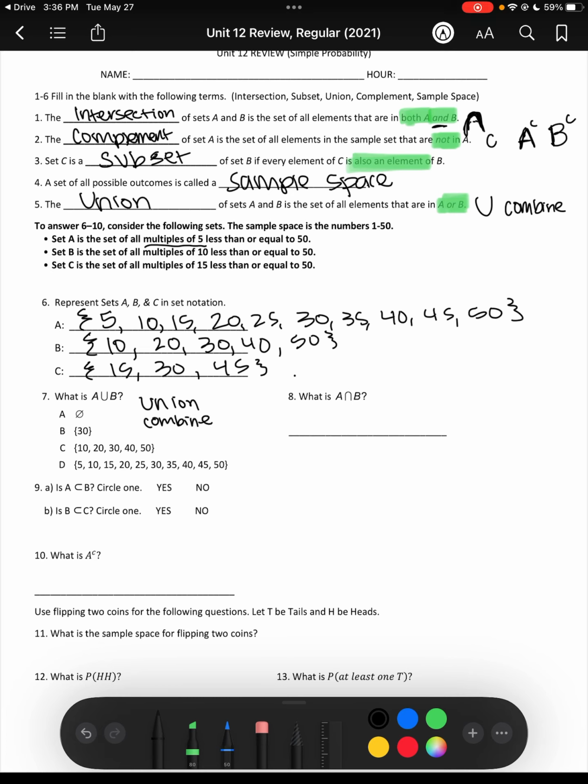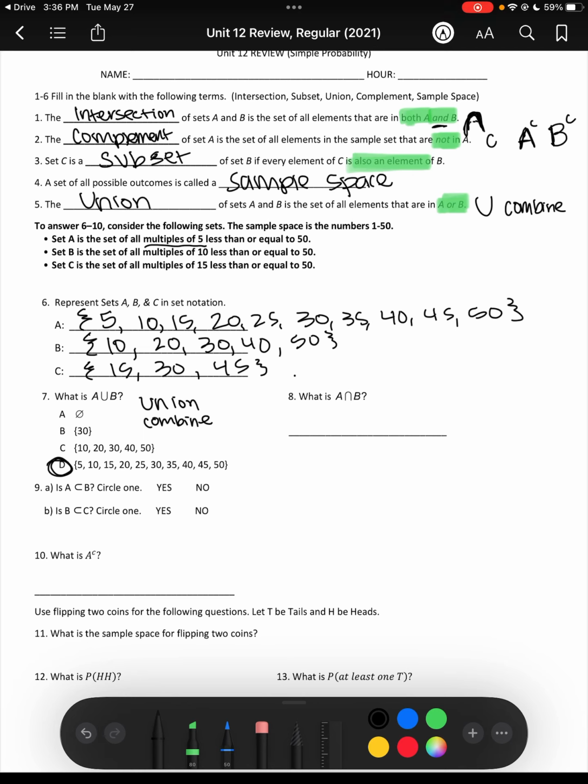So if I combine everything in A and B, that's going to give me option D. Okay, option D. We took everything from A, everything in B, wrote them into one set. The duplicates are included, but one time each.